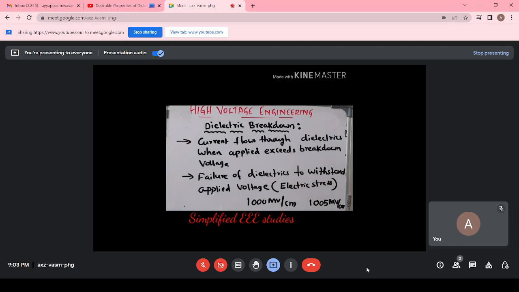As a result, a small amount of current will be flowing through that particular dielectric material. So that material cannot be used further. That means the insulating property of that material gets spoiled. That is known as dielectric breakdown. Okay, can I go further? I will proceed to the next topic.